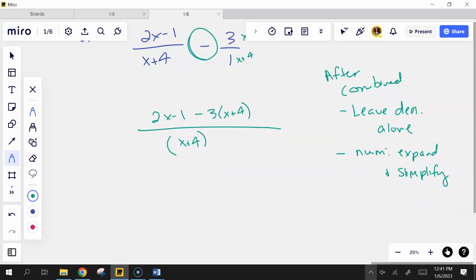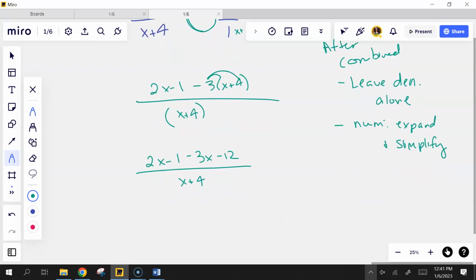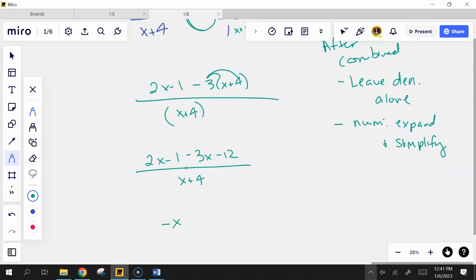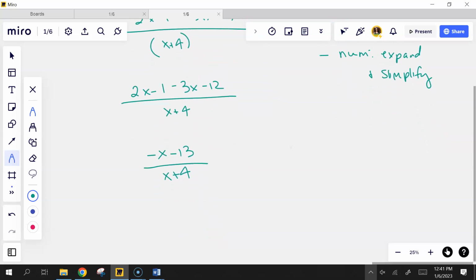Up top, I can't combine anything the way it is right now, right? But if I FOIL, or if I distribute this, minus 3x minus 12. Now I can condense it back down, right? I've got some like terms. I get negative x. Now I want to look to see if I can simplify it. Can you? I don't know. You tell me.